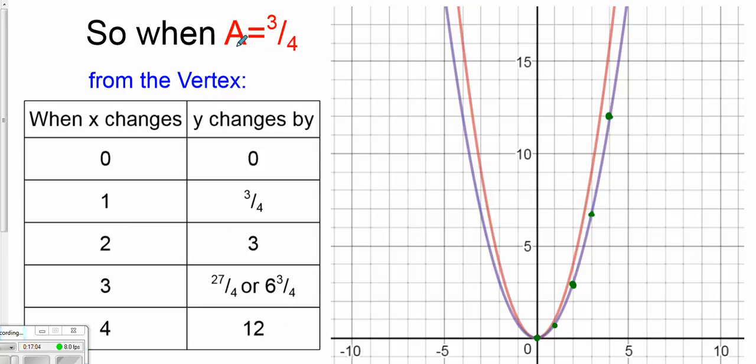So again, make sure you have some of these written down so you can look back and use this as a reference guide to say when my A value is different from 1, I know from my vertex how far to go over and up, and then over and up, and then over and up from the vertex each time.